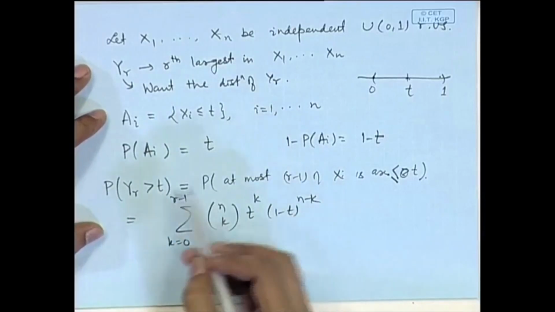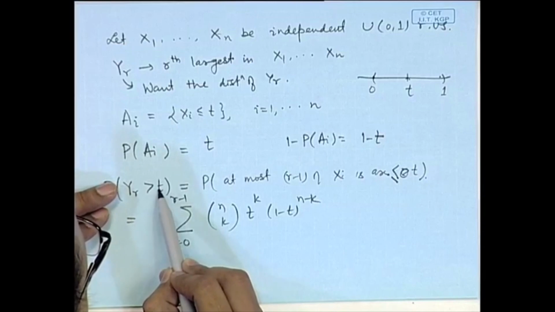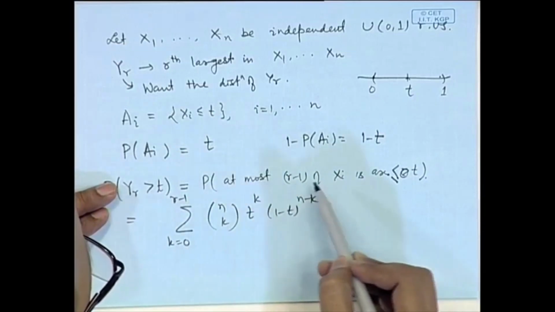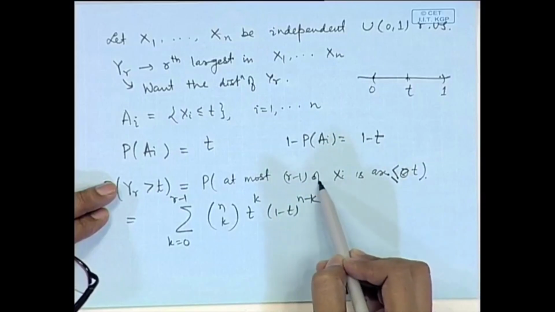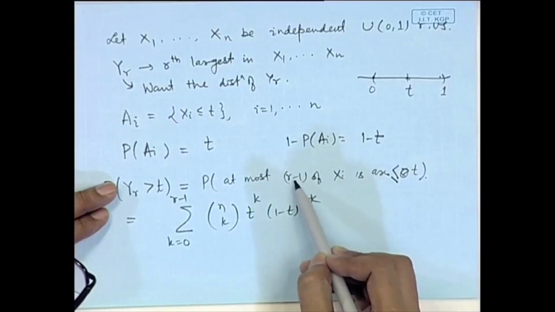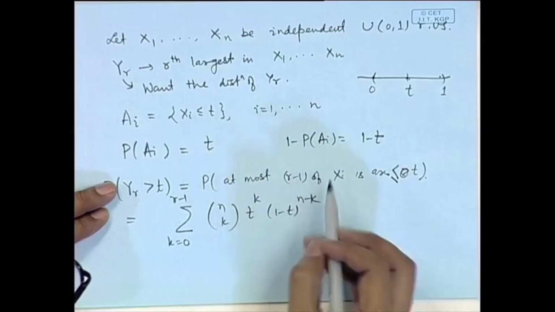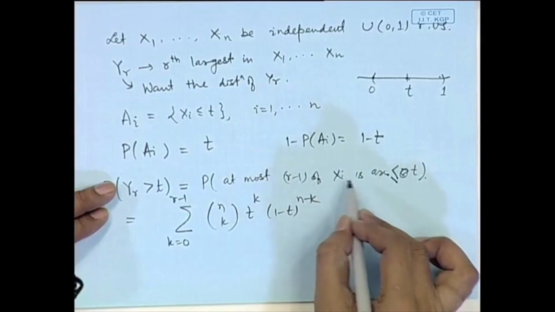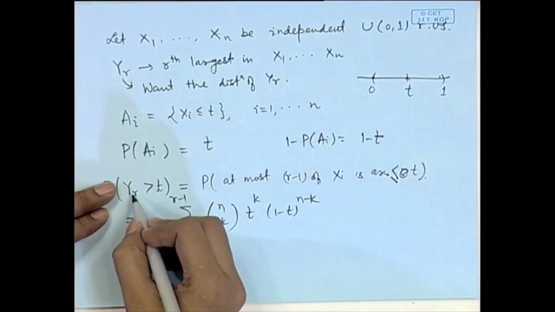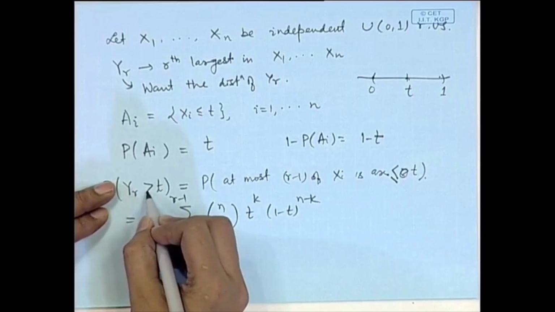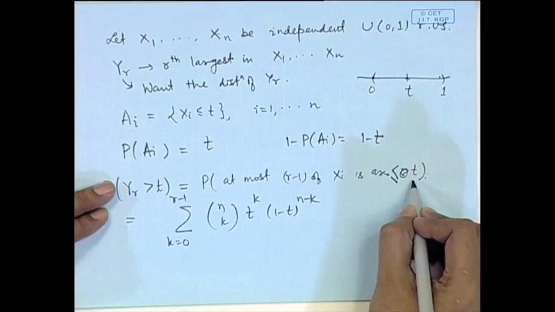So, let us analyze this. What I am saying is that if the rth largest is bigger than t, then at most r minus 1 of the x i's will be less than or equal to t, because if r of them are less than or equal to t, then naturally it may happen that the rth largest will also become less than or equal to t. So, if we are saying the rth largest is greater than t, then at most r minus 1 of the x i's will be less than or equal to t.